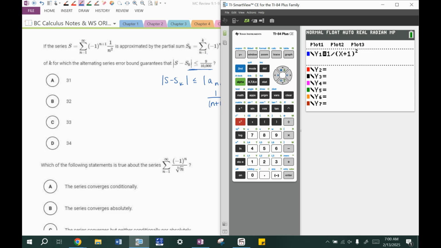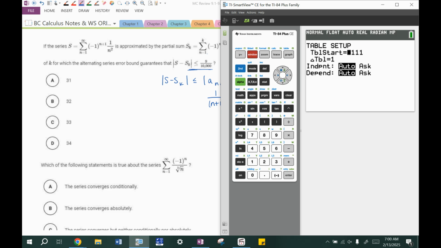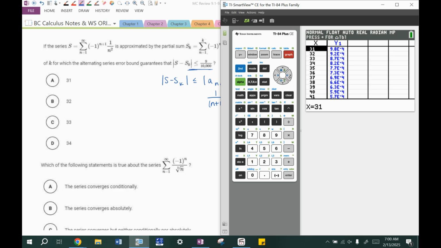But again, I just want to jump around here. So I'm going to go to the second window, 31, start with the lowest value and see if this is working. So we said we need 0.0009, and this is 0.00097, so that's not going to work. 32, still higher. 33, now we're under 0.0009, so it's got to be 33.